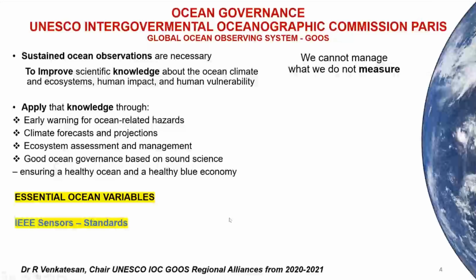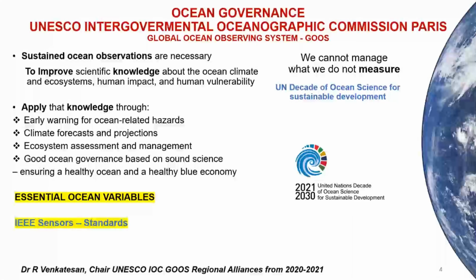Using this knowledge, it talks about early warning related to ocean hazards, climate forecast and projection, ecosystem assessment and management, and good governance aspect. And the GOOS has evolved various ocean variables that are derived from the climate variables. Herein the importance of IEEE comes in. We need to look at the sensors on physical, biological, chemical variables that need to be measured. And there are also standards involved. And it's often said that we can't manage unless we do the measurements.